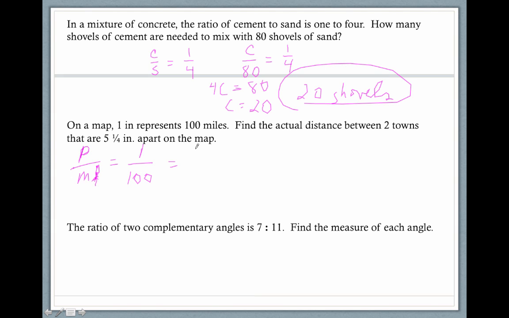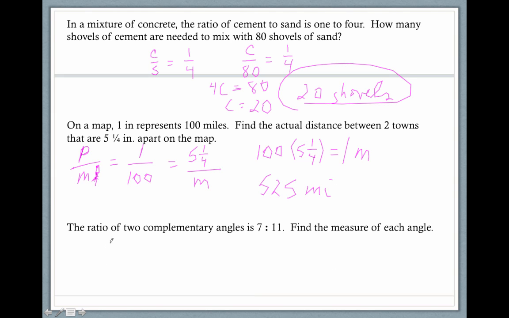So 5 and a quarter inches apart, 5 and 1/4 is what? So 100 times 5 and a quarter equals 1 times m, or the number of miles, so 525 miles.